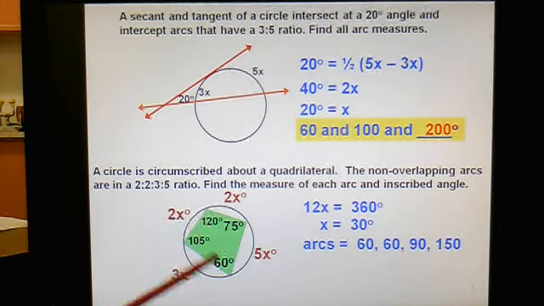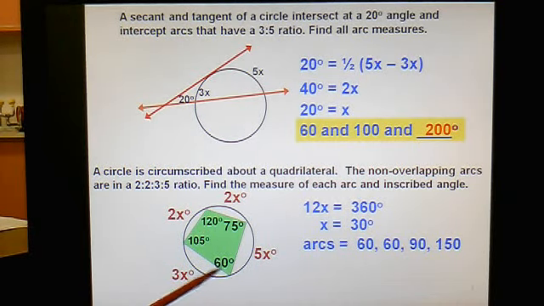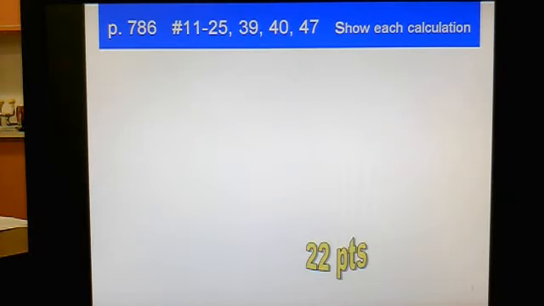And the way to check it: what are these supposed to add up to for any quadrilateral? Oh, 360. Another way to check it: what do you know for sure about opposite angles of a quadrilateral? What's true about 120 and 60, and 75 and 105? Oh, they're supplementary.